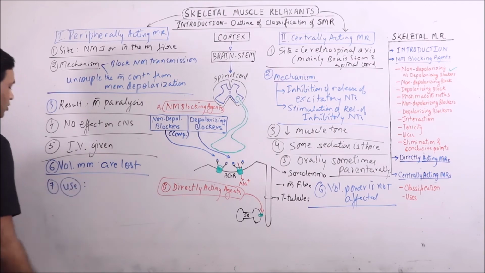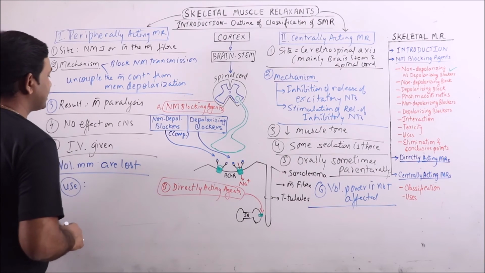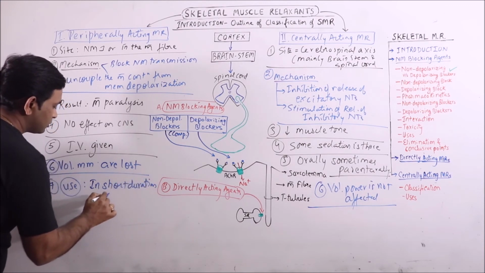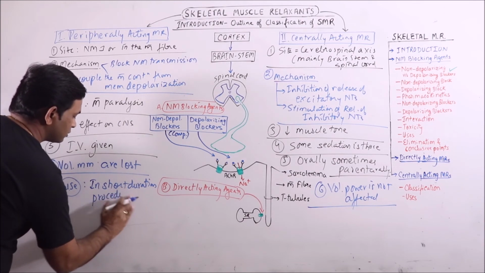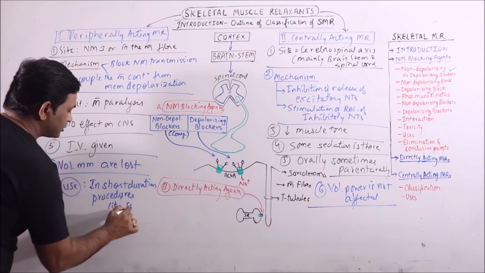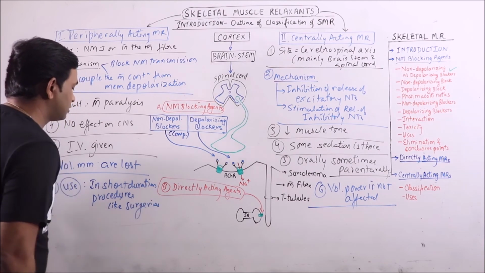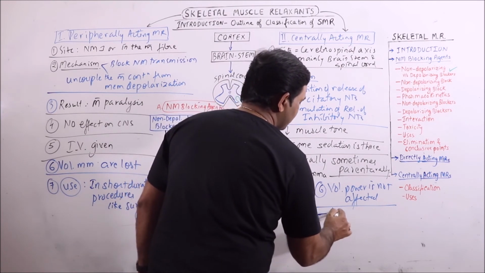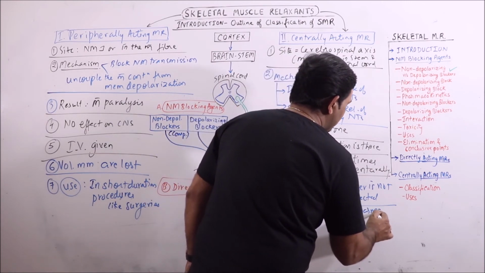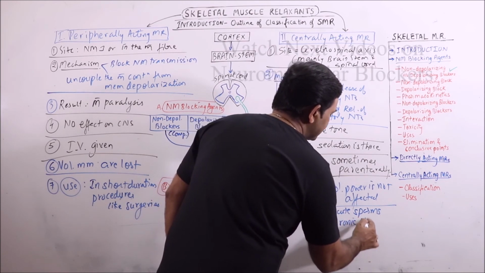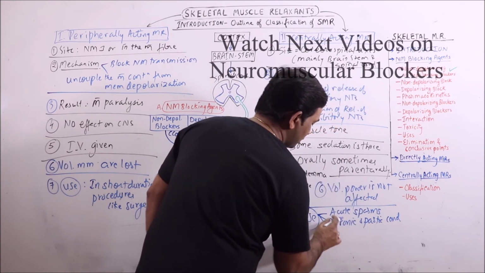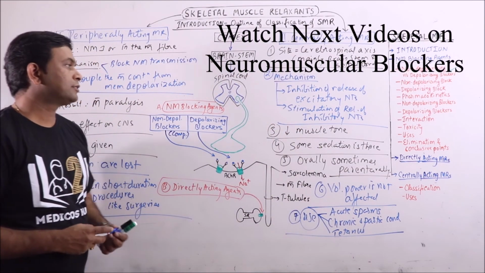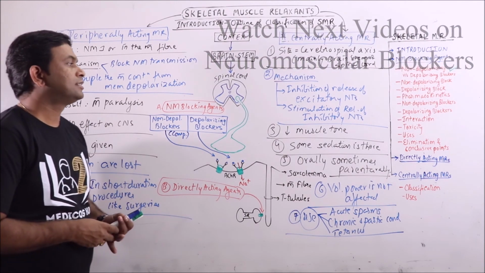Finally, what is the proper use, or the conditions in which the peripherally acting muscle relaxants are used? These are used in short duration procedures, like surgeries. Here, these drugs or muscle relaxants are used in acute spasms, chronic spastic conditions, and conditions like tetanus. So these are the various points of comparison between the peripherally acting muscle relaxants and the centrally acting muscle relaxants.